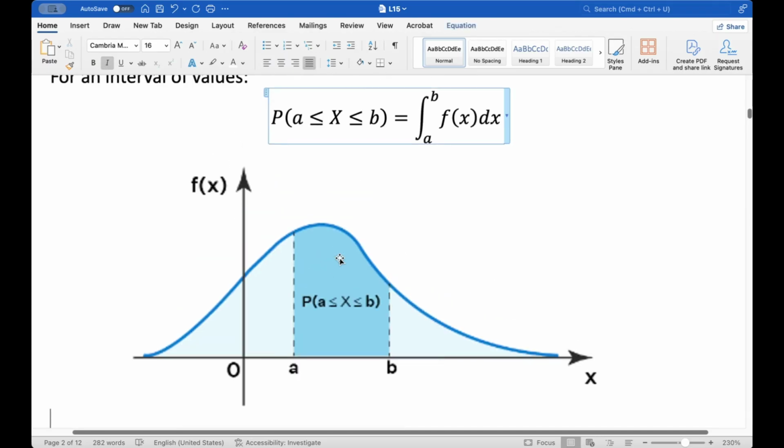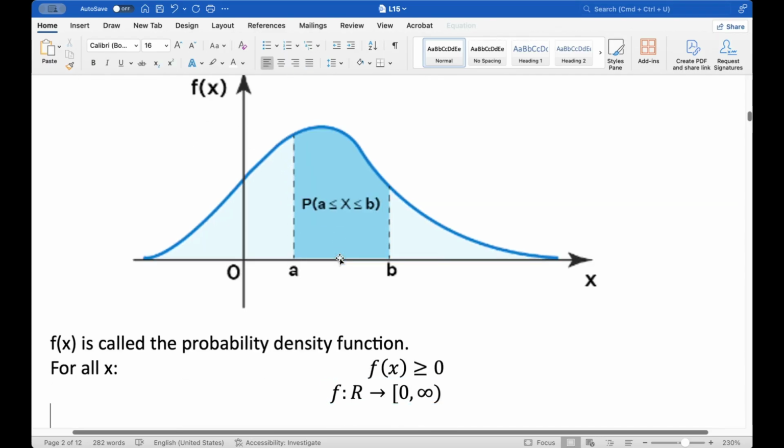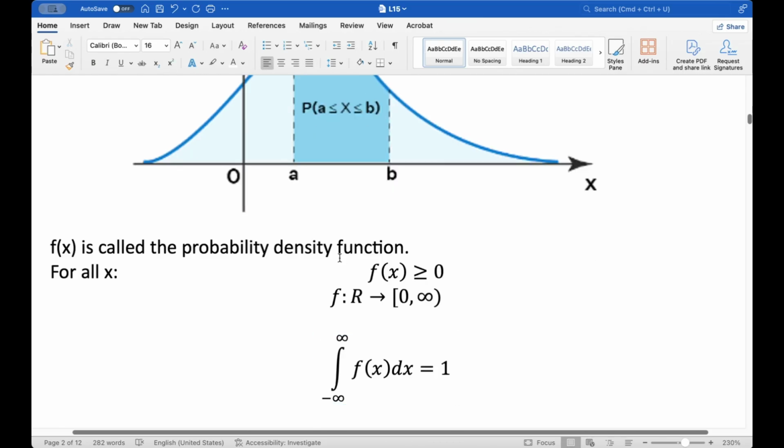Now, this function f is called the probability density function, and it's going to have some familiar properties here. It has to be greater than or equal to 0. So the function is defined from the real numbers to the positive reals. And the integral from minus infinity to infinity of f of x has to be 1 in the same way that the sum of all the probabilities in the discrete case had to be 1. Here, the sum is done by integration. So the integral here, this area, has to be equal to 100%.